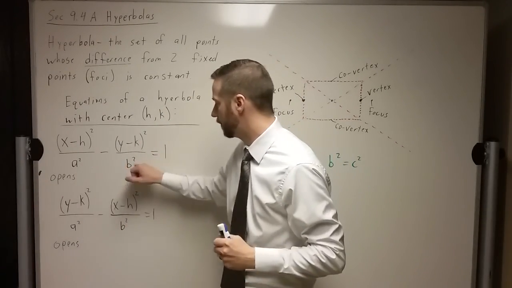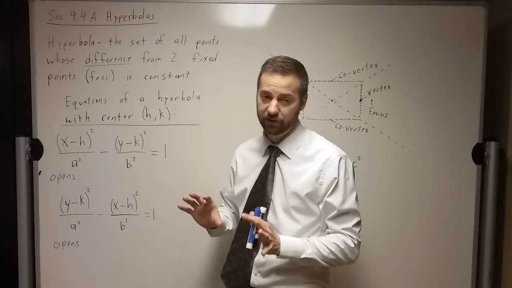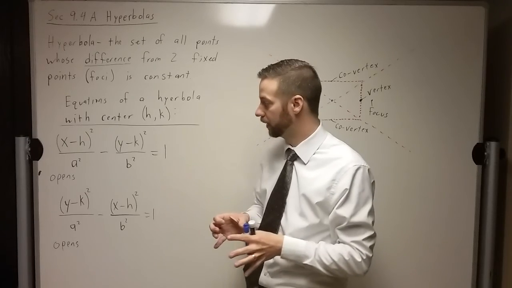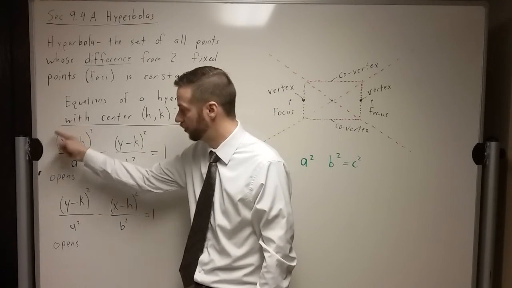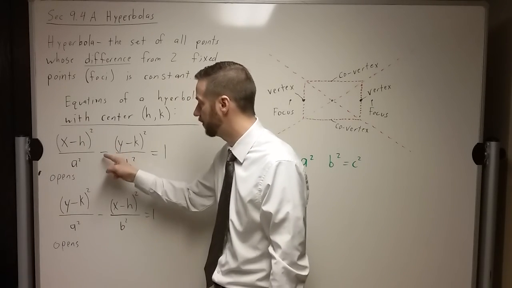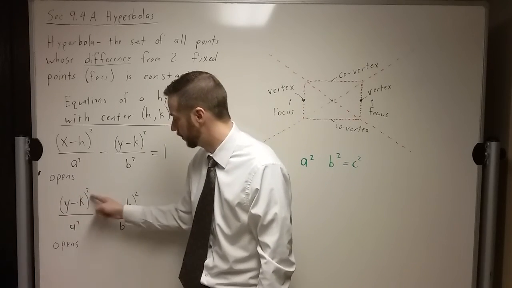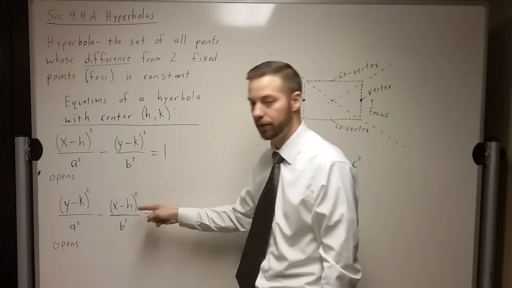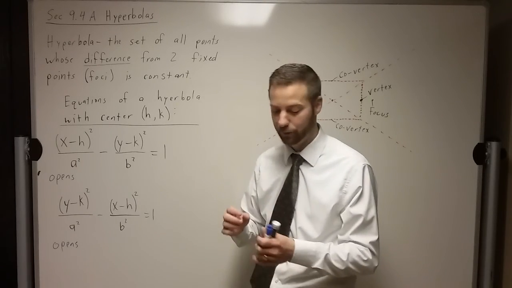Now, where a and b are, and which one's bigger, is actually irrelevant in this. I know that was a big deal for the ellipse. What's important to figure out which way these open is which term is positive. Do you notice on this one, the x term is positive and the negative is in front of the y term? This one, the y term is positive and the negative is in front of the x term. That's what determines whether this opens up and down or opens left and right.